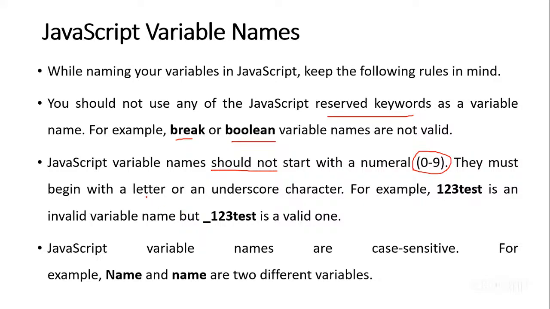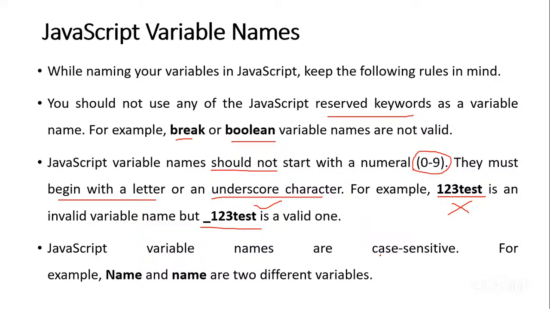They must begin with a letter or an underscore character. These two are valid. Your variable name must start with a letter or underscore. For example, 123test. If you write the variable name like this, it becomes invalid because the variable name is starting with numbers. You should not create any variable where the first character is a number. But if your first character is an underscore, yes, that is valid. If your first character is any alphabet, that is also valid.